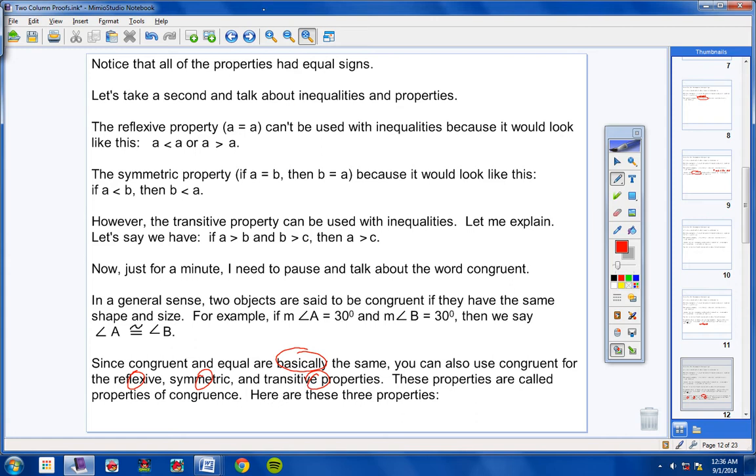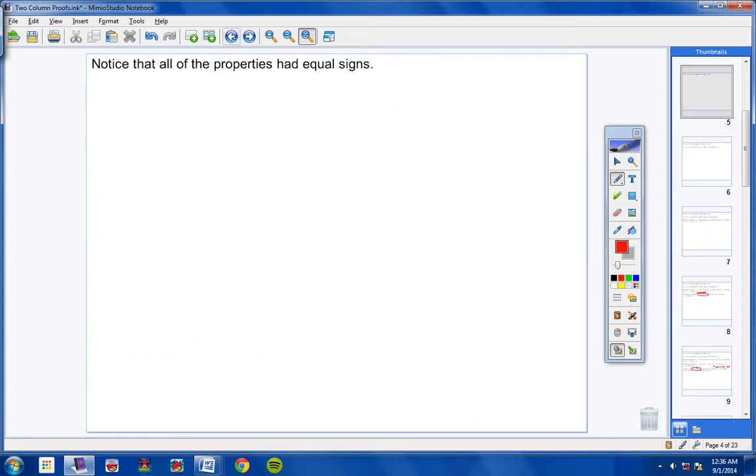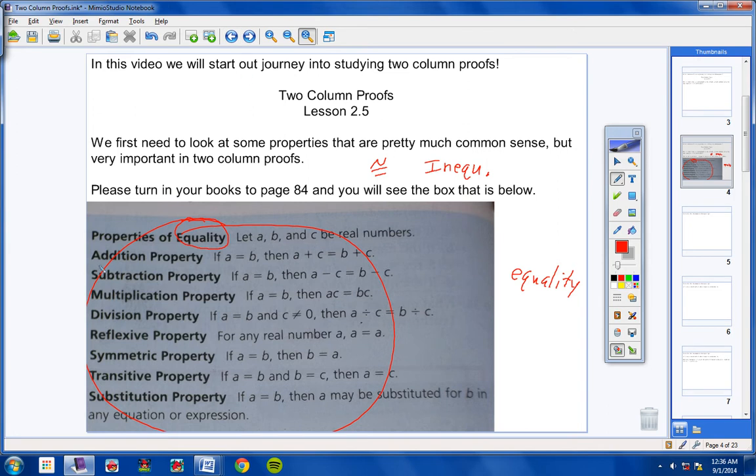Now notice we did not say that congruency could be used for these. We did not say congruency could be used for the addition property or the subtraction property or the multiplication property or the division property. You can't. You cannot use those with congruent symbols. You cannot say 2x is congruent to 6, so I'm going to divide both sides by 2. You cannot divide both sides by 2 unless you have an equal sign right there. If it's a congruent sign, then you can't do it. So understand, you can use congruency for reflexive, symmetric, and transitive.